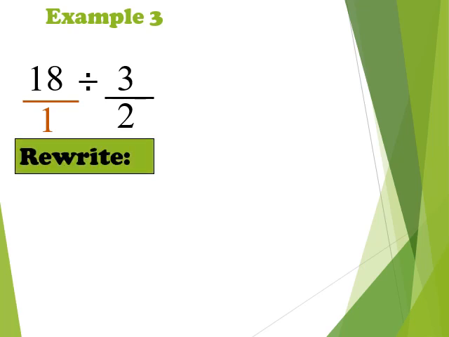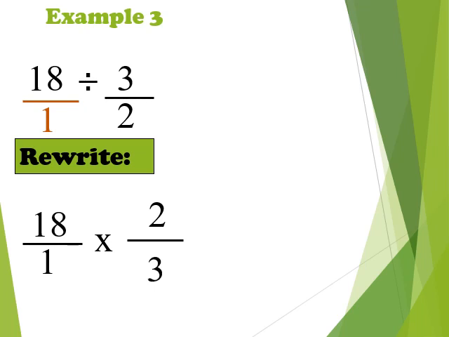Rewrite the first fraction. So I will rewrite 18 out of 1. Change the division sign to a multiplication sign. So it will be, then flip the second fraction upside down. So I will find the reciprocal of the second fraction. So I will write 2 out of 3.